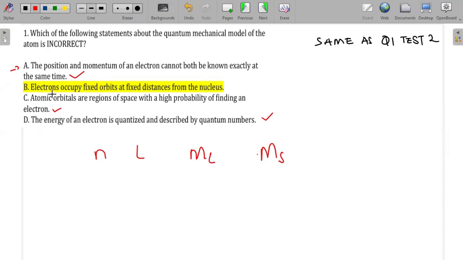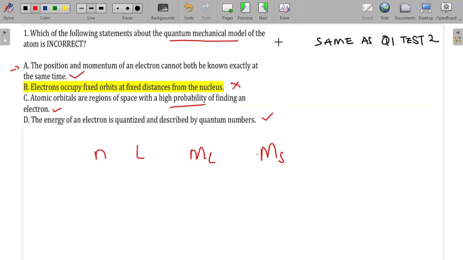All right, so the only incorrect option here is the one saying electrons occupy fixed orbits at fixed distances from the nucleus. This is not correct according to the quantum mechanical model. In the quantum mechanical model, electrons do not move in fixed circular orbits. Instead, they exist in orbitals, which are just regions of space with a high probability of finding an electron. So the incorrect option here is option B, and that would have been the answer.